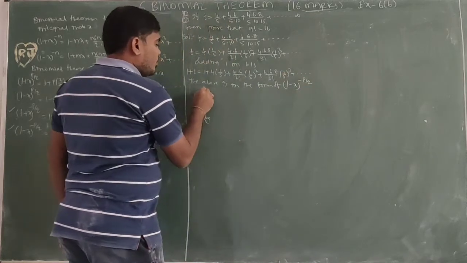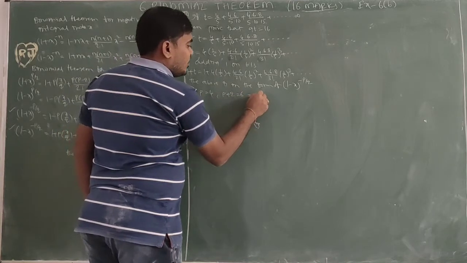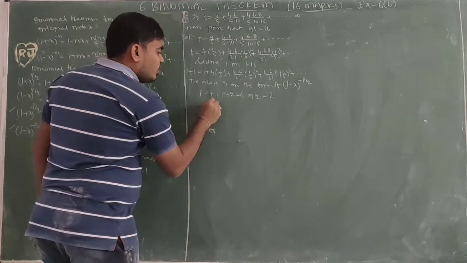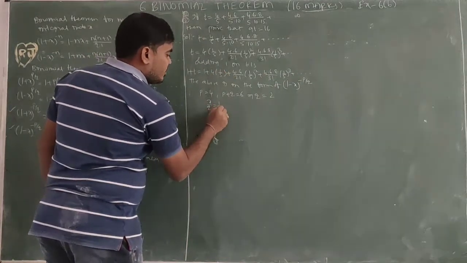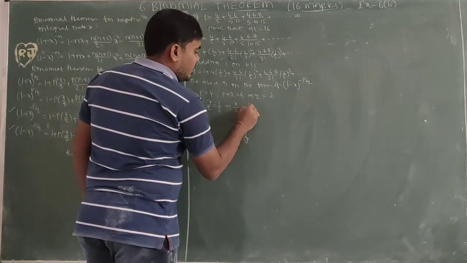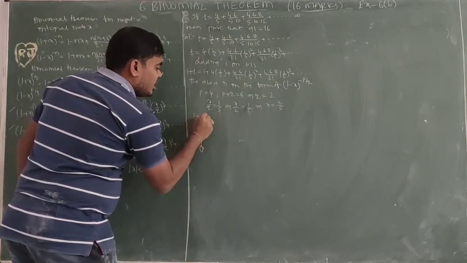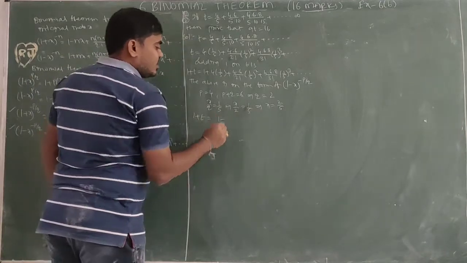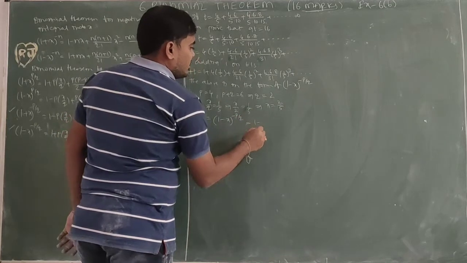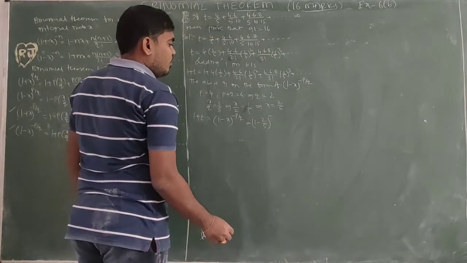Comparing, p equal to 4, p plus q equal to 6, so q equal to 6 minus 4, that is 2. x by q within the bracket is 1 by 5. x by q equal to what? 2 x equal to 1 by 5 implies x equal to 2 by 5. So 1 plus t equal to (1 minus x) whole power minus p by q, (1 minus 2 by 5) whole power minus p by q.